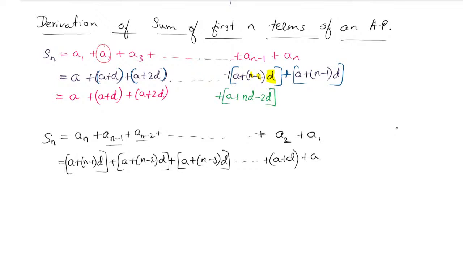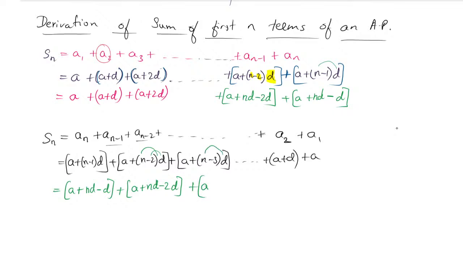Okay, put it in a bracket only. So similarly on this side, a plus d into n is nd minus d. Clear? So similarly over here, a plus n minus 1 means nd minus d, plus a plus d into n is nd, d into 2 is minus 2d. So plus again a as it is, d into n is nd, d into minus 3 is minus 3d.